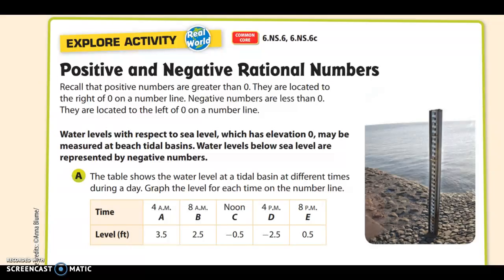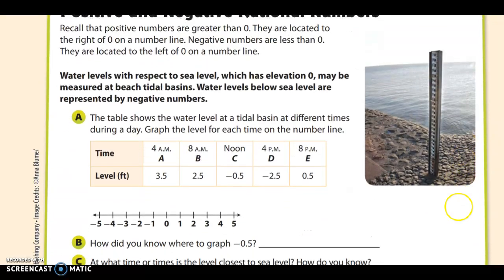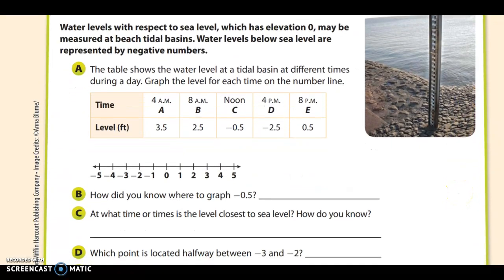Recall that positive numbers are greater than 0. They are located to the right of 0 on a number line. Negative numbers are less than 0. They are located to the left of 0 on a number line. Water levels with respect to sea level, which has elevation 0, may be measured at beach tidal basins. Water levels below sea level are represented by negative numbers. The table shows the water level at a tidal basin at different times during a day. Graph the level for each time on the number line.